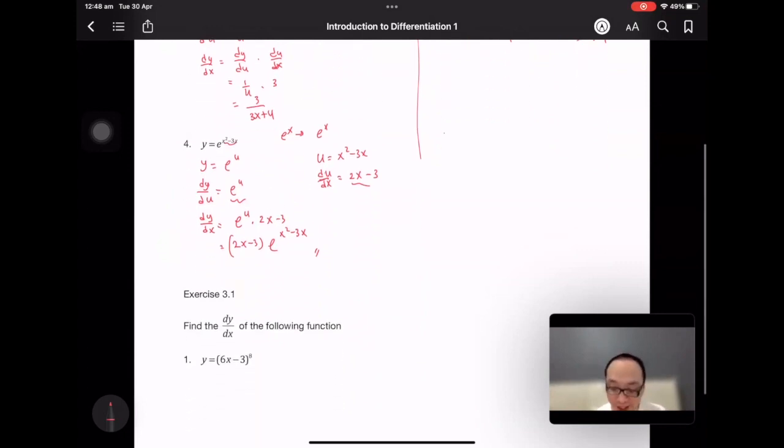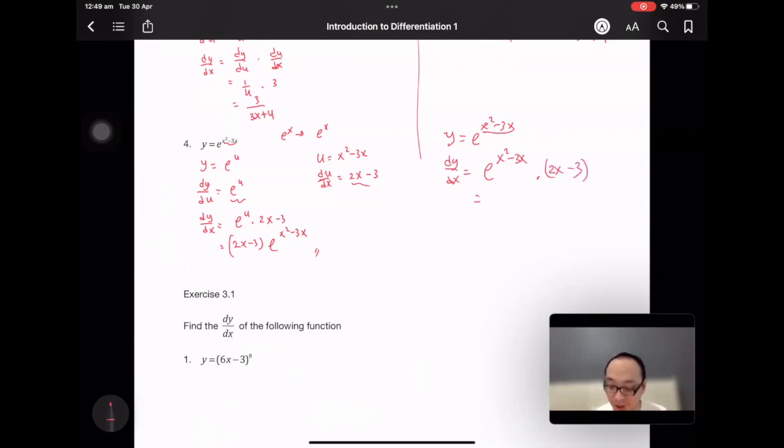And the last one, y equals e to the power of x squared minus 3x. So we can assume this as u. So dy/dx is e to the u, yeah, just copy, times the derivative of u, the derivative of x squared minus 3x, so 2x minus 3.